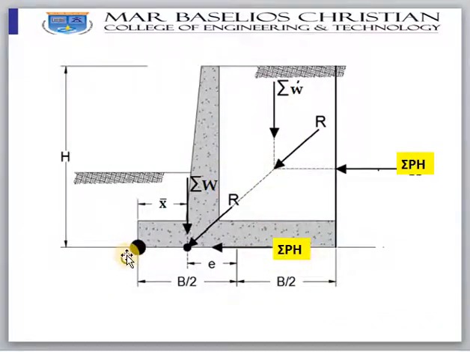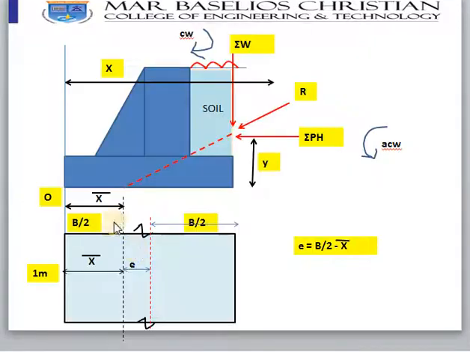We are going to take the moment of the forces sigma W and sigma pH about this point O, the bottom of the toe. How do you take the moment? Moment is nothing but force into distance. So sigma W into this distance x, we are taking the moment about point O. Sigma W into x will create a clockwise moment.